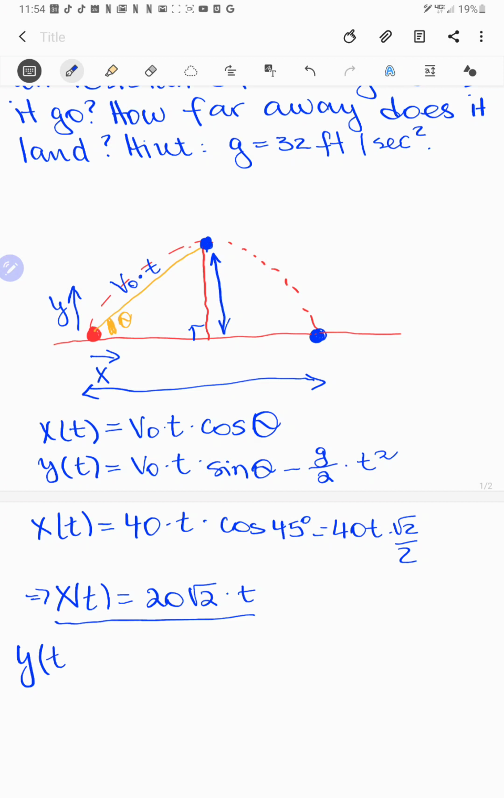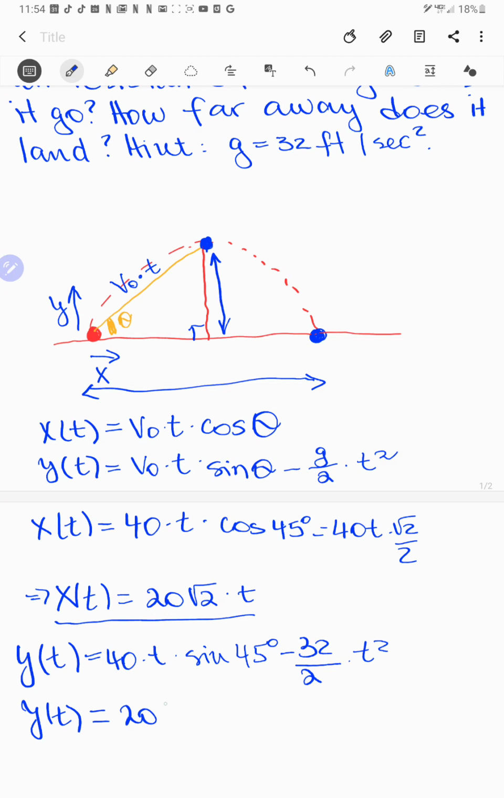The same thing for the y direction, we can find that this is 40 times t times sine of 45 degrees, minus, we said that g is 32, divided by 2 times t squared, and by simplifying this, we get that y of t equals, sine of 45 degrees is again square root of 2 over 2, so we get 20 square root of 2 t minus 16t squared.